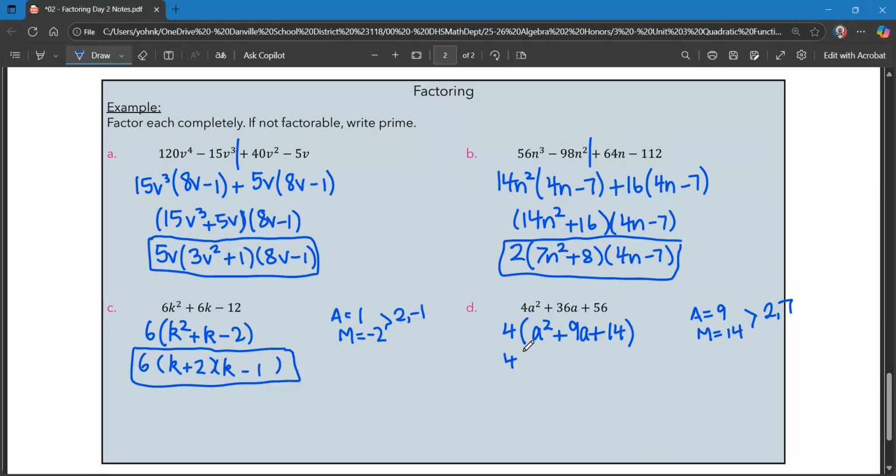So bring the 4 along for the ride. Do your 2 empty parentheses. Put an a at the beginning of each one. Your numbers are positive 2 and positive 7. Don't forget the 4. All right, kids, that is the end of factoring day 2.